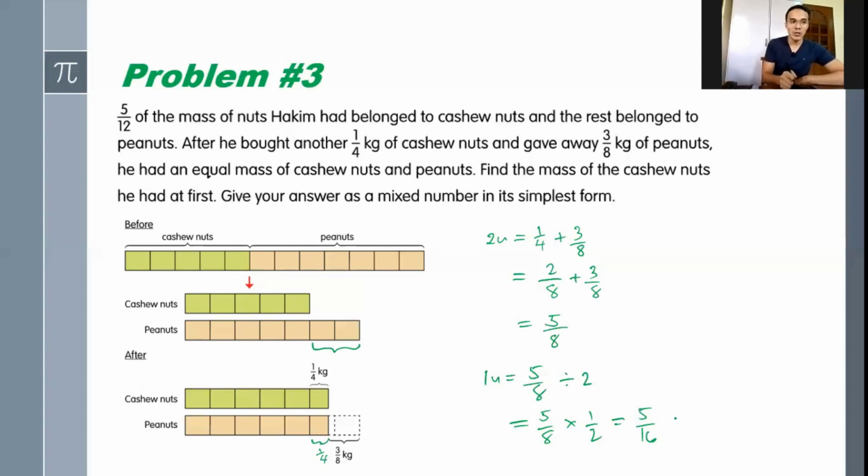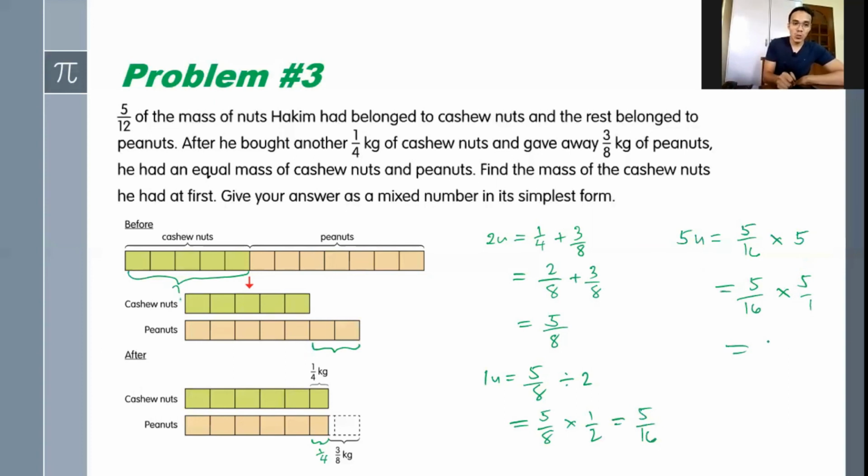This is 1 unit. The question here is, find the mass of the cashew nuts he had at first. Cashew nuts he had at first, there are 5 units. So we're looking for 5 units. 1 unit is 5 over 16. Multiply this one by 5. This is equal to 5 over 16 times 5 over 1. I'm just rewriting the given expression.